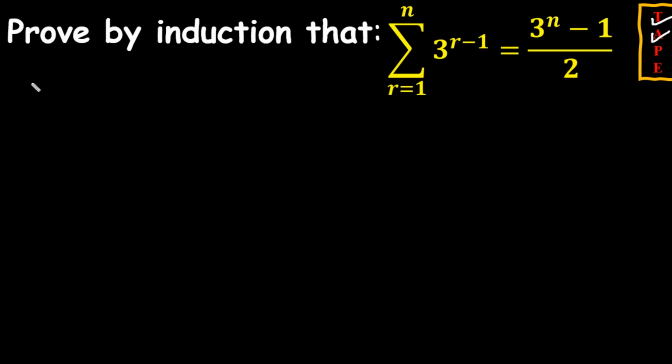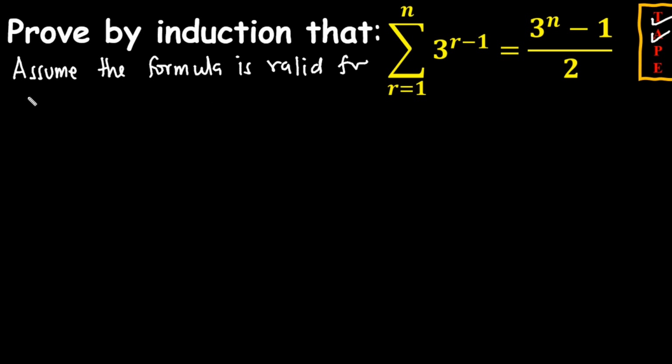So step number 2, we are going to say, assume the formula is valid for the value of n equal to k. On the left hand side, we shall have the summation from r equals 1 up to k of 3 to the power r minus 1. When we try to simplify this, we get 1, we substitute there is r, so we shall have 1 minus 1, that is 0, 3 to the power 0, the result is 1.